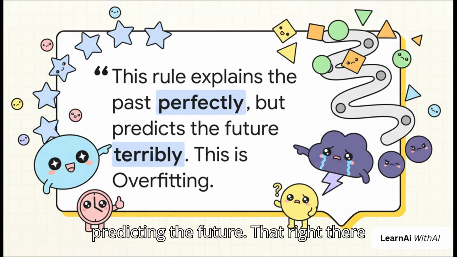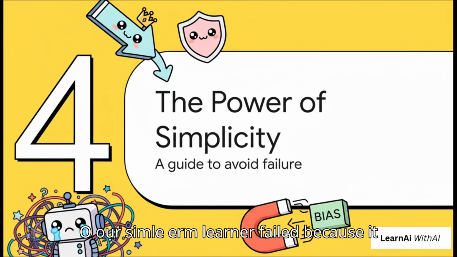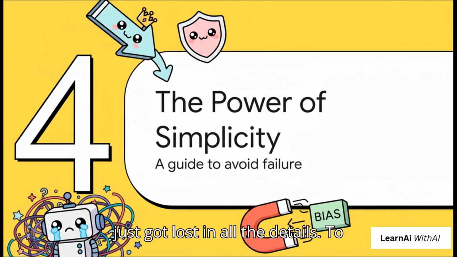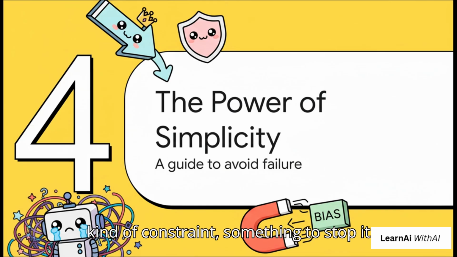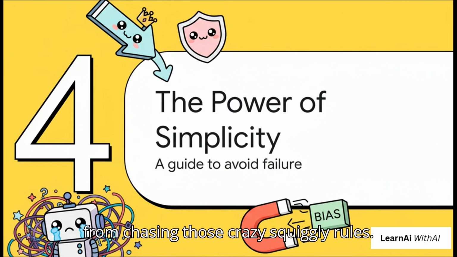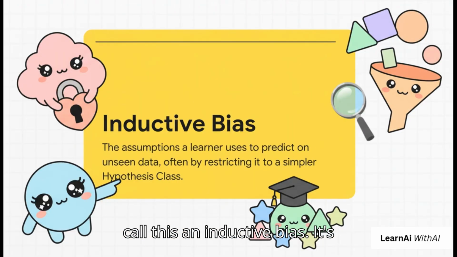That, right there, is the textbook definition of overfitting. So our simple ERM learner failed because it just got lost in all the details. To have any chance of success, it needs some kind of constraint, something to stop it from chasing those crazy squiggly rules. It needs a bias. In machine learning, we call this an inductive bias.